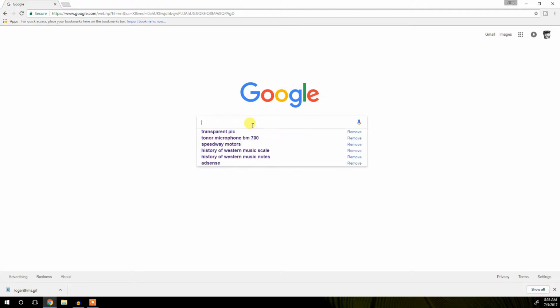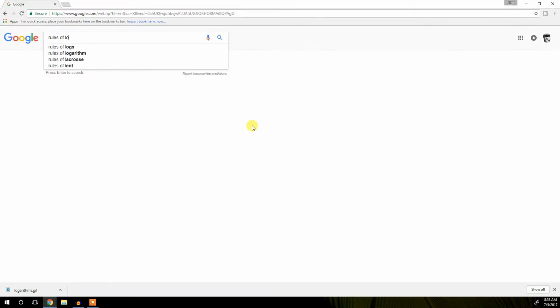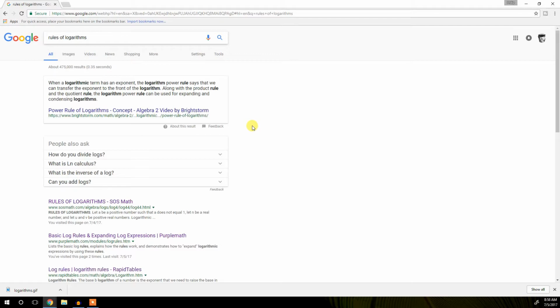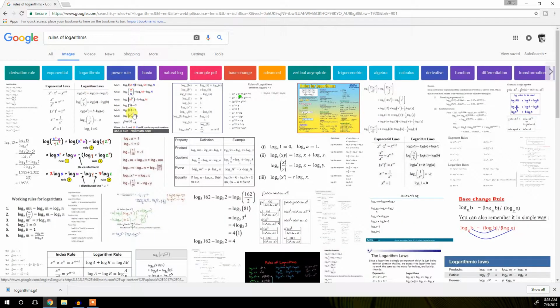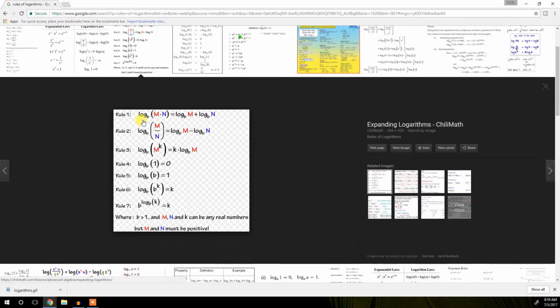A simple Google search for rules of logarithms brings up a ton of information, but picture good, word bad. So let's click on images and, oh, this one's colorful. I like colors. Well, look at that. This says log base b of the product of m and n is equal to log base b of m plus log base b of n. Must be true, found on the internet.